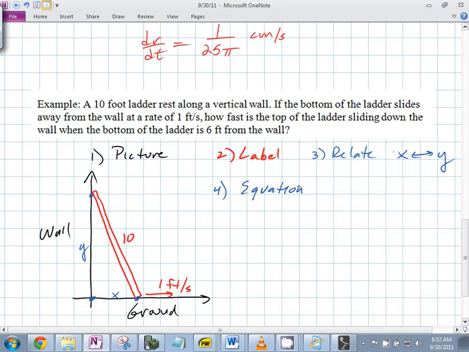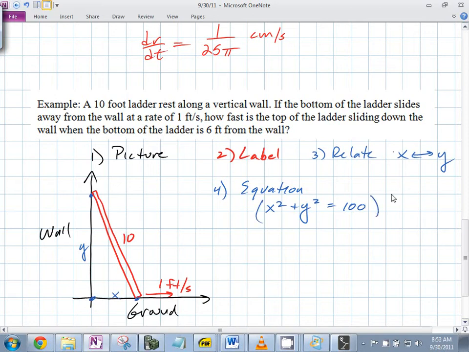No, we're not doing area. What do we know? We know the Pythagorean theorem. So what do we know? X squared plus y squared is equal to 100. Exactly. So now, what do we do? Differentiate with respect to t. So we're doing d/dt.